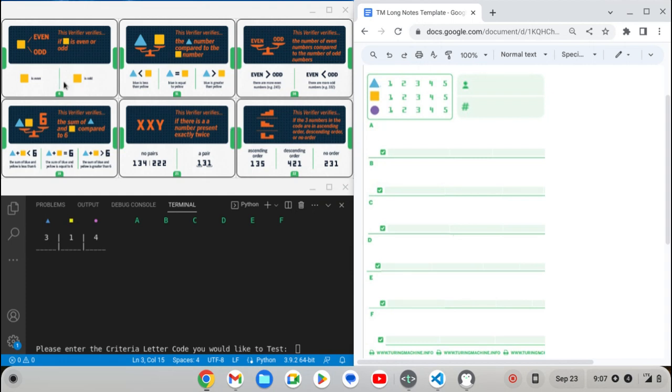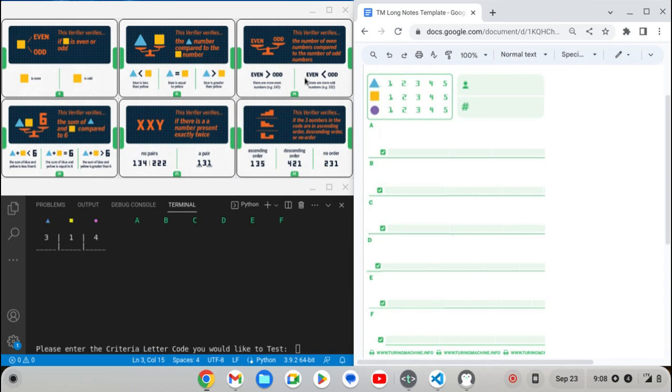On the top row, we've got criteria card A, criteria card B, and criteria card C. On the bottom row, we've got criteria card D, criteria card E, and finally criteria card F. So criteria card A looks at our middle digit, the square digit, and will let us know whether that value is an even digit or an odd digit.